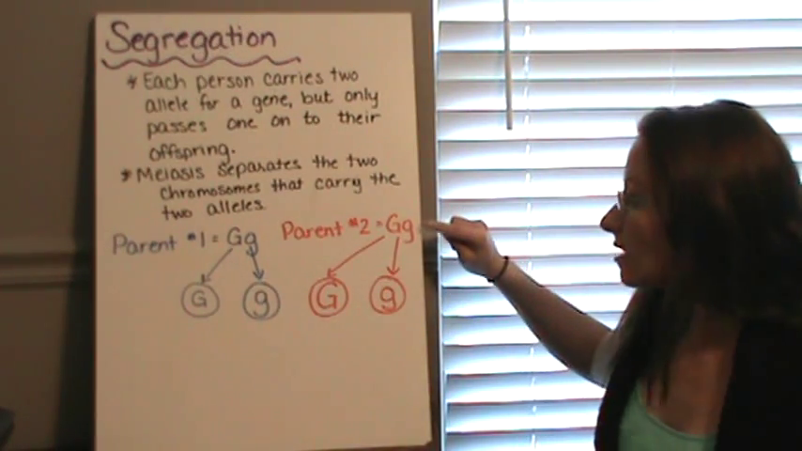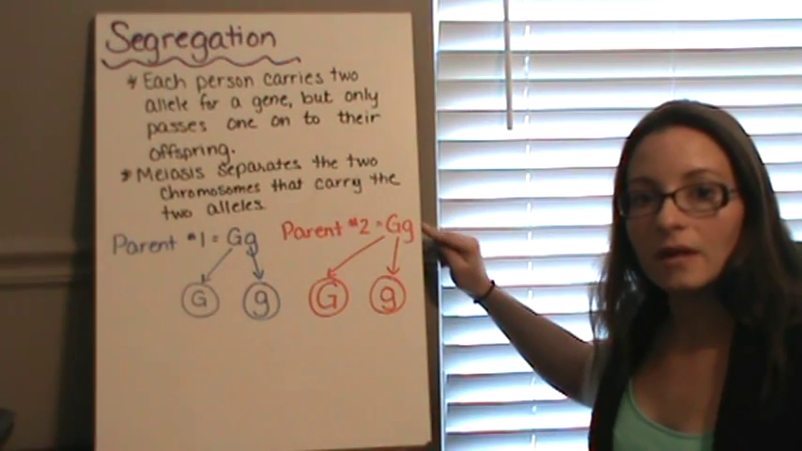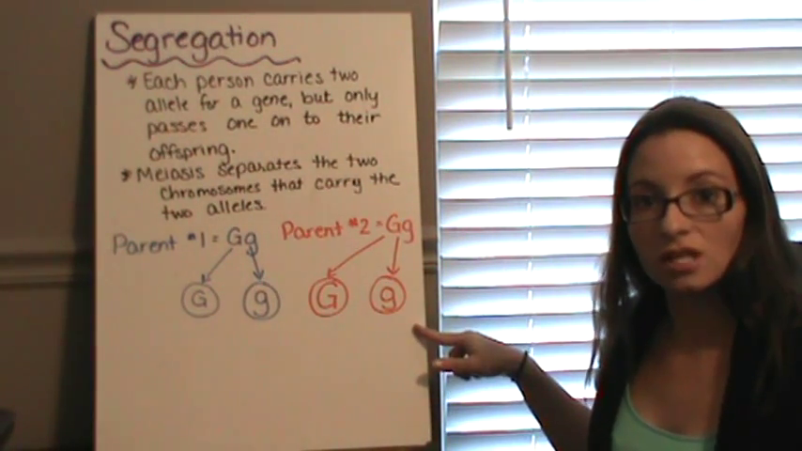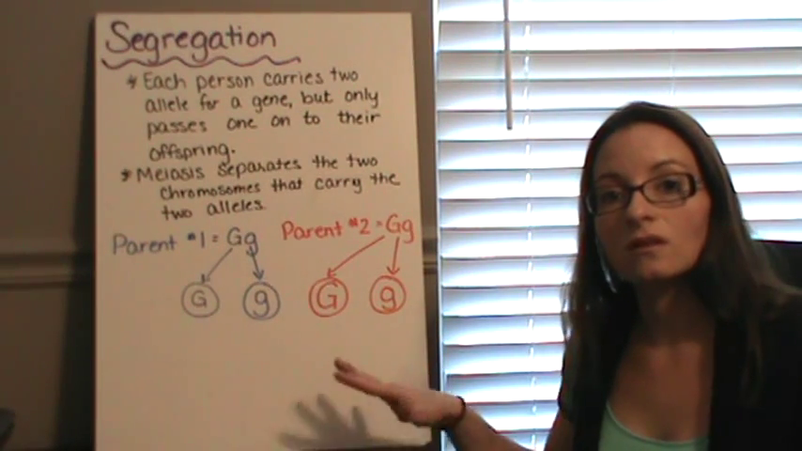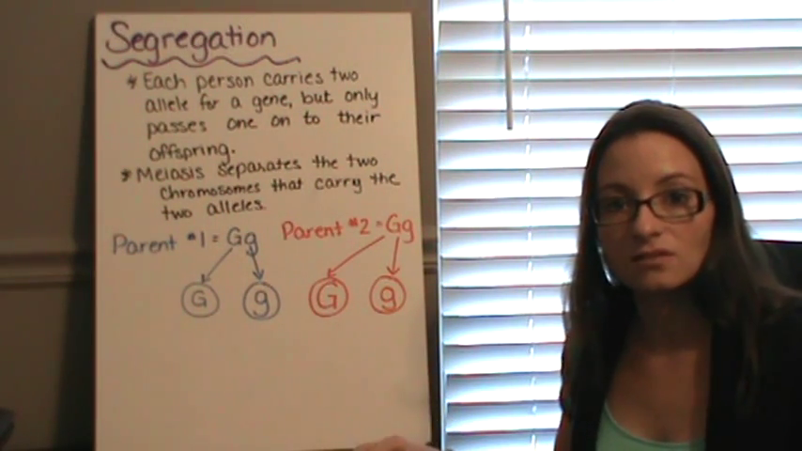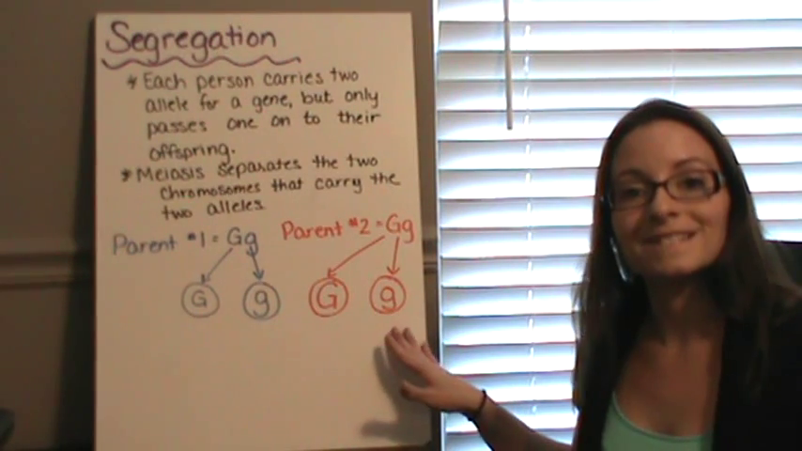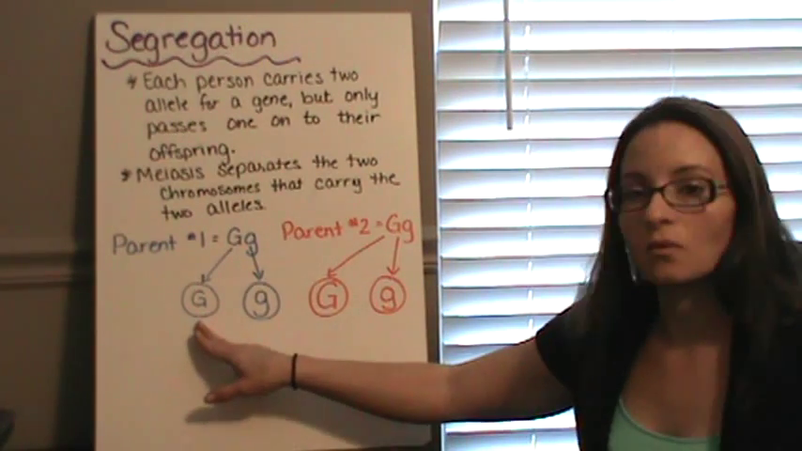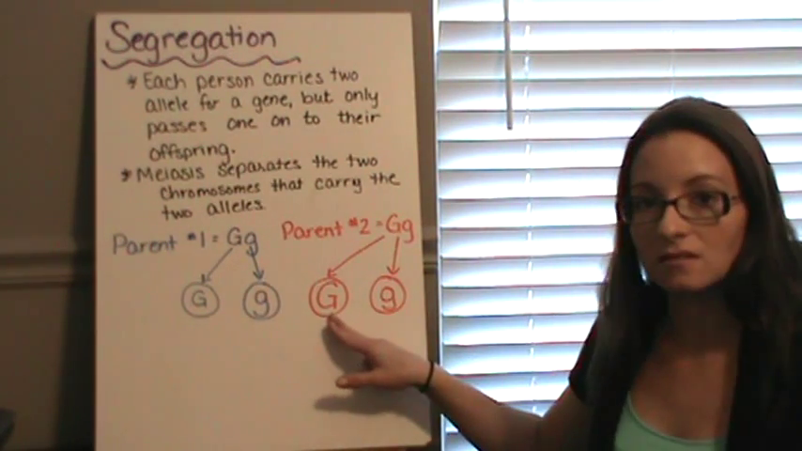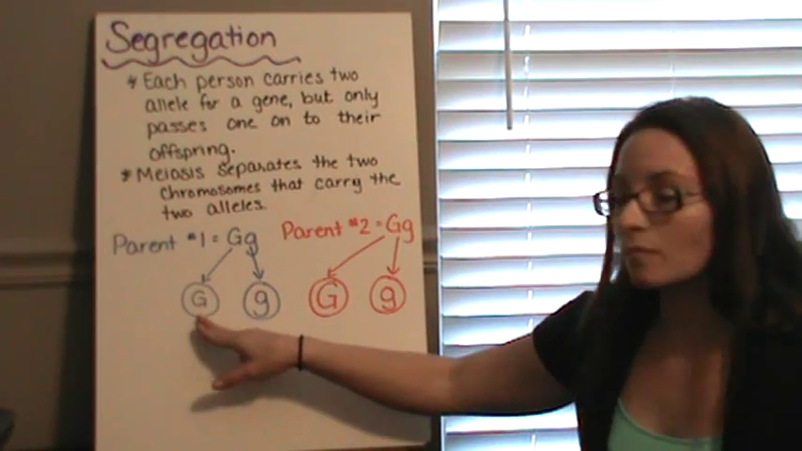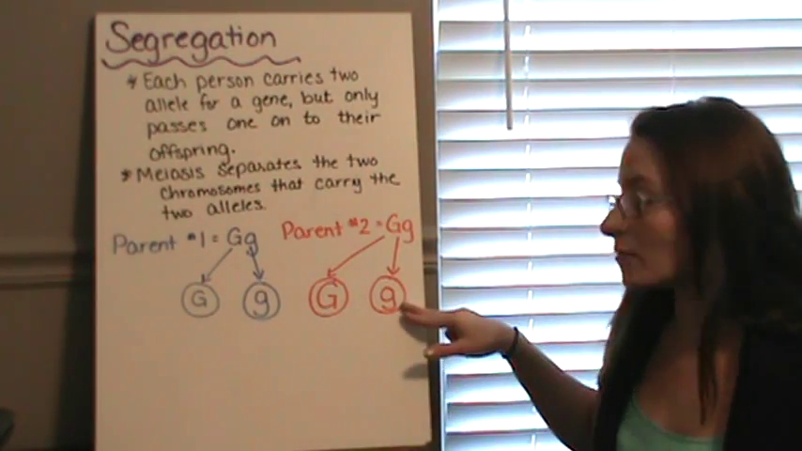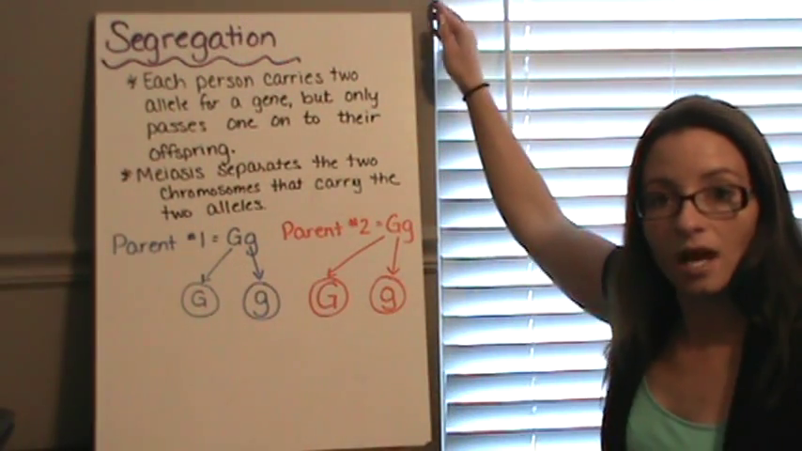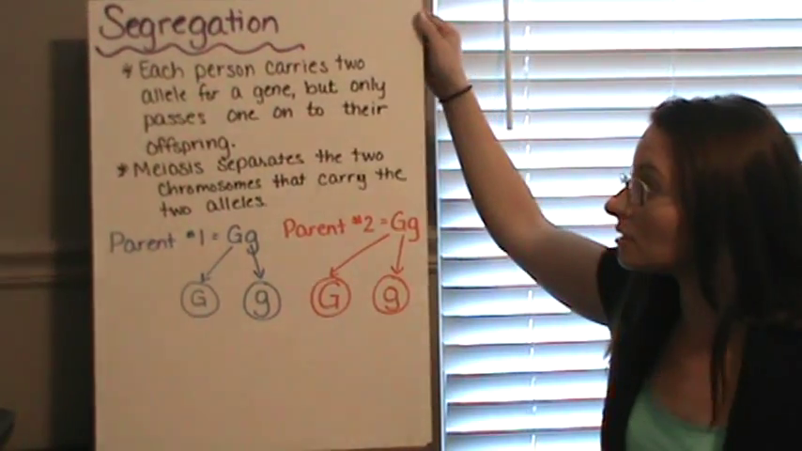Parent number two, if also heterozygous, could pass on one of the two, either big G or little g. A Punnett square, which we're going to look at in another two slides or so, is going to show us the difference between what will happen if parent number one passes on the big G and parent number two passes on the little g, or any other combination that could happen here between parent number one and parent number two, okay?